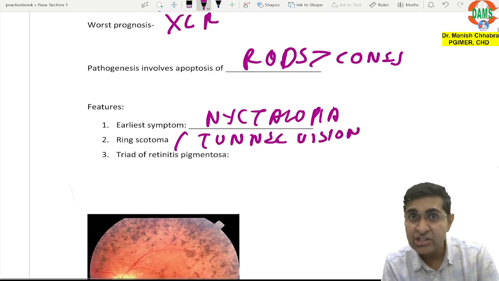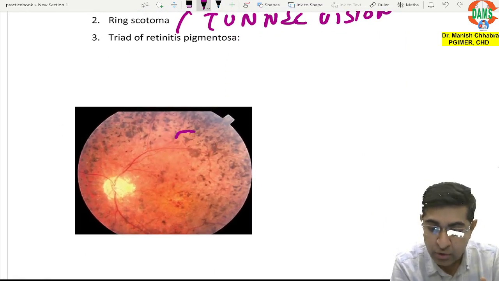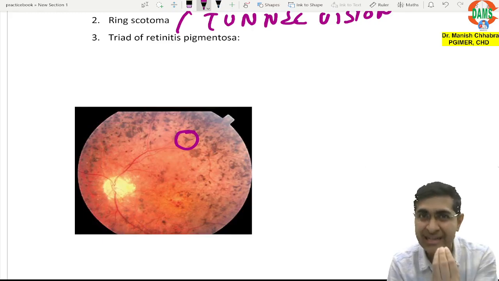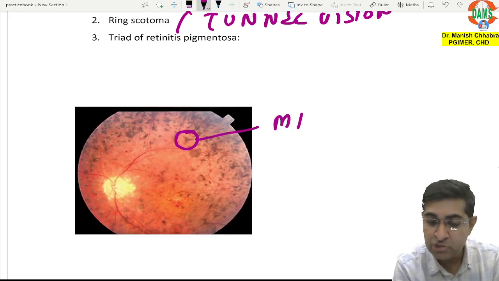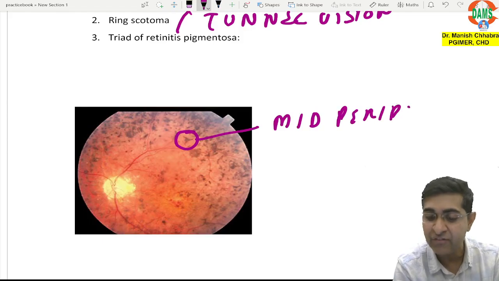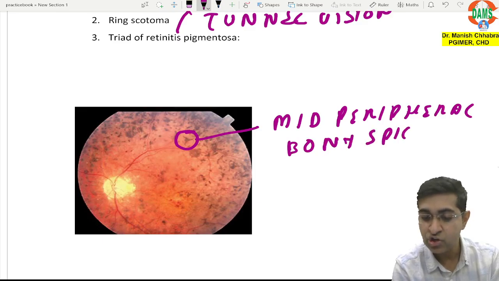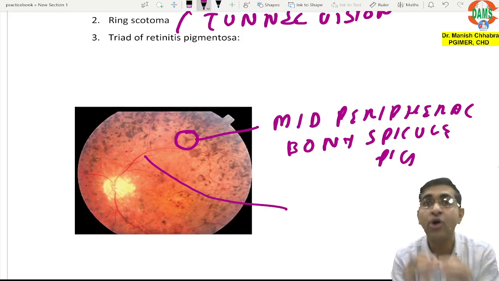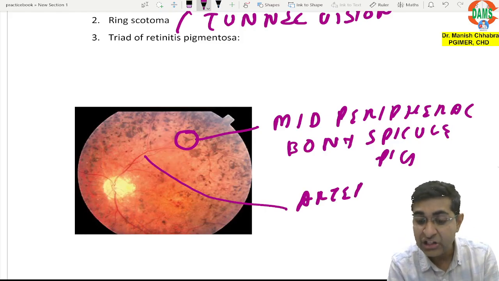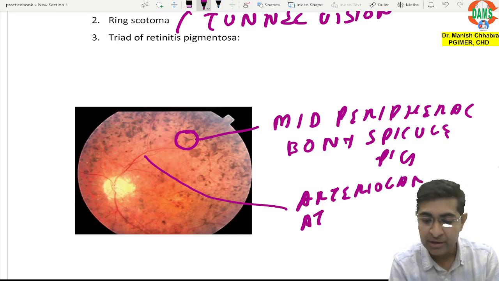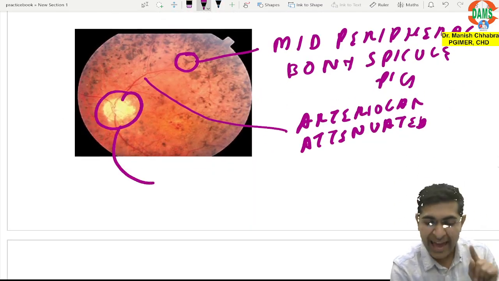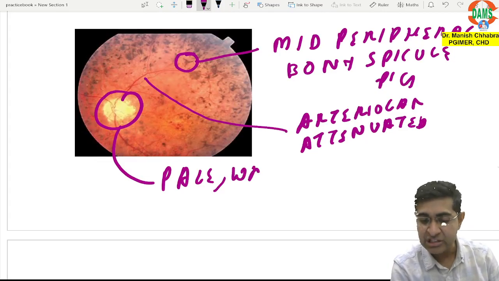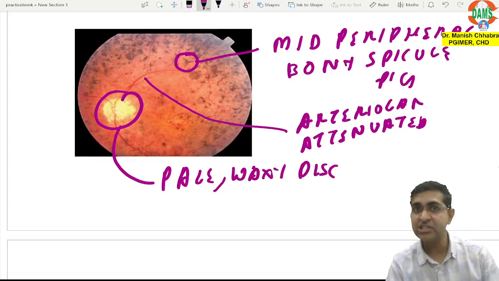Yes. And there is a typical triad of retinitis pigmentosa. Can you appreciate this bony spicule pigment? So this is your bony spicule pigment at mid periphery. So I am writing mid peripheral bony spicule pigment, and there will be the decrease in the caliber of arterioles. You call it as arteriolar attenuation. So it will be attenuated. Check out the optic nerve head. It is very pale, very waxy. Pale and waxy optic disc is there.